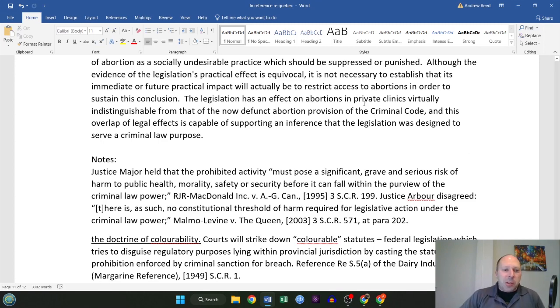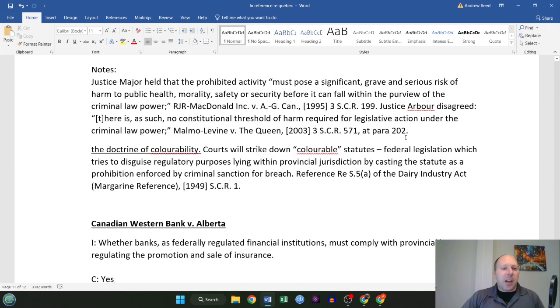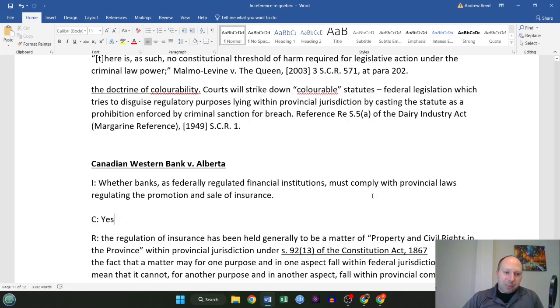So there's definitely some disagreement there, which makes this ripe for an NCA exam question. Okay, they also mentioned the doctrine of colorability. And so what I found here, courts will strike down colorable statutes, federal legislation which tries to disguise regulatory purposes lying within provincial jurisdiction by casting the statute as a prohibition enforced by criminal sanction for breach. And the source I found for this references Section 5A of the Dairy Industry Act in 1949.